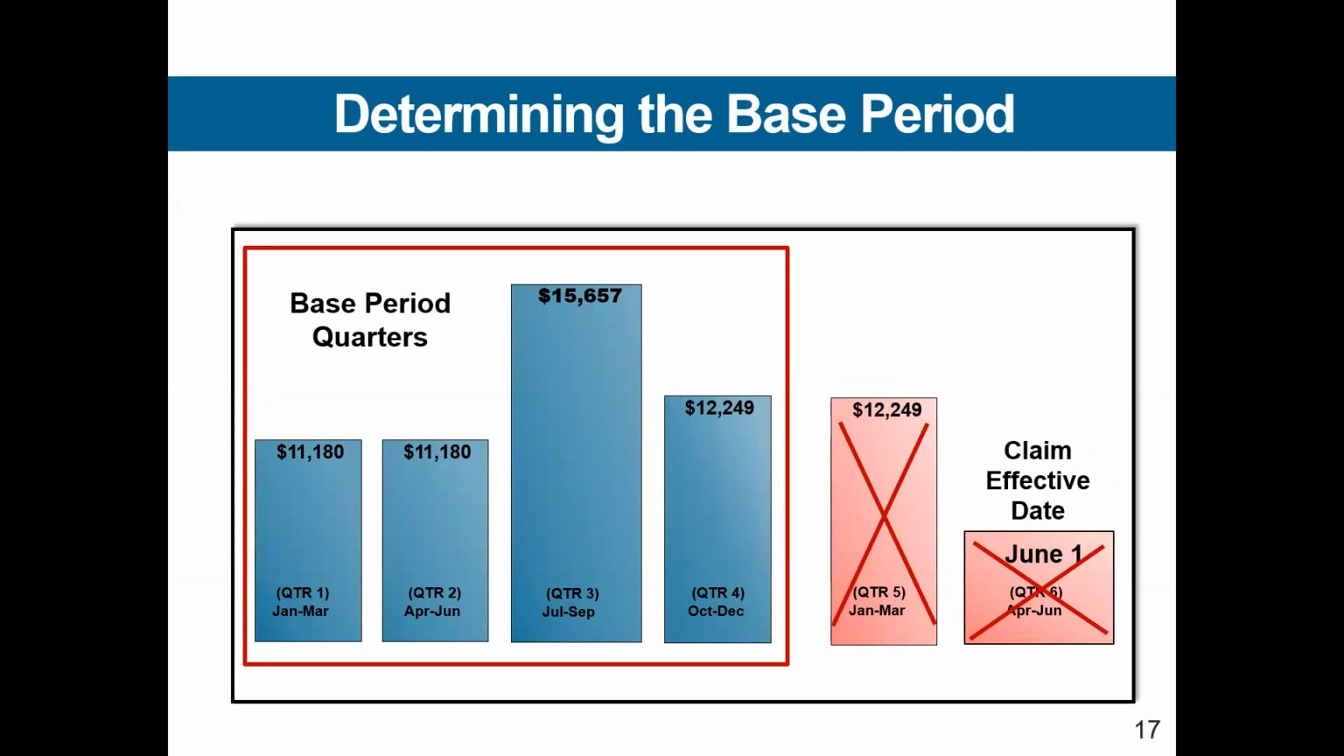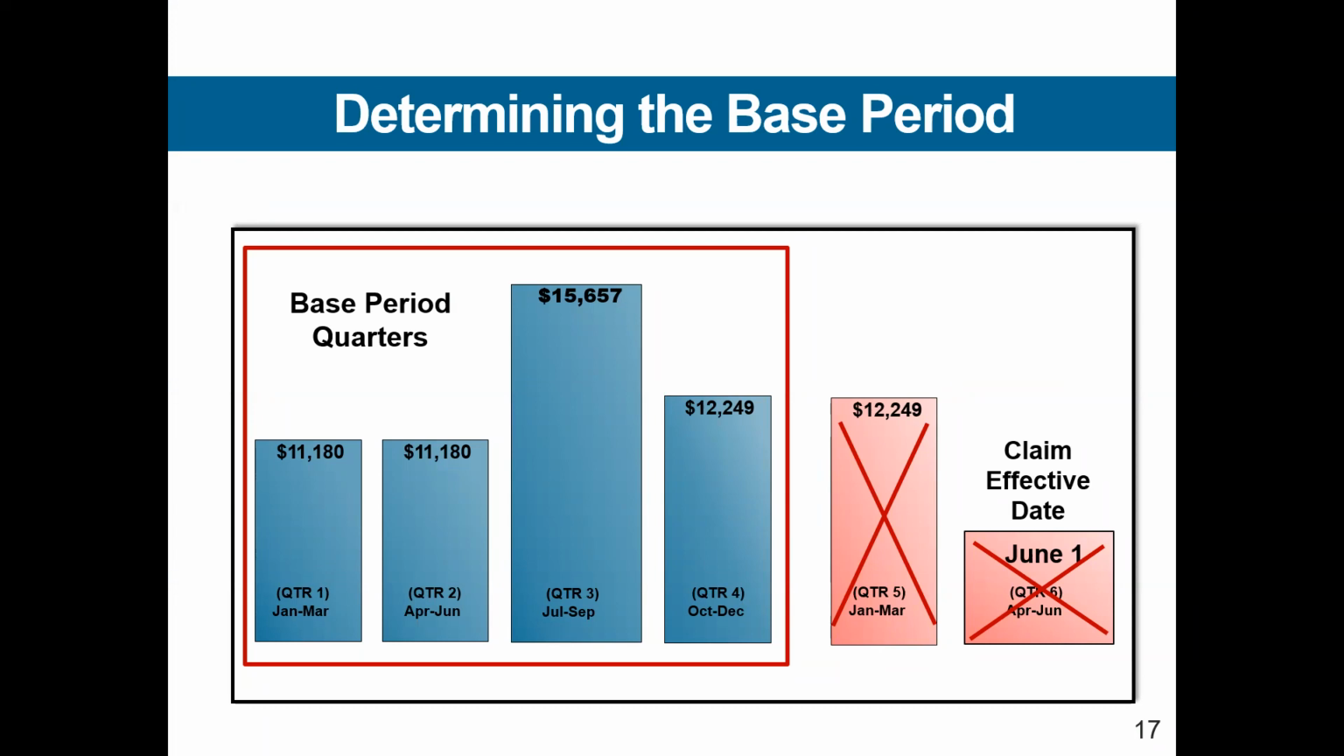So determining the base period. This also illustrates just a quick reference for determining that base period quarters. So in this example, the claim effective date falls in June. So that quarter's wages will not be part of the base period. Then we're going to go to the previous quarter, January through March, shown as quarter 5. That will also not be considered for the base period.